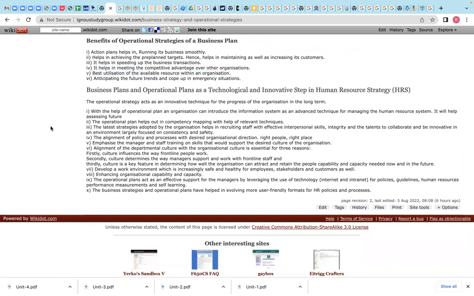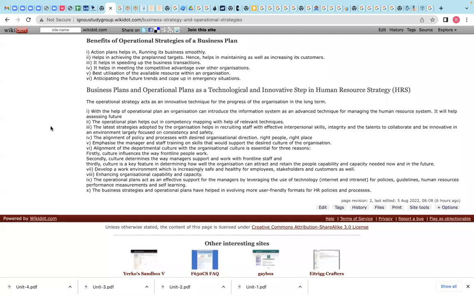So basically, this is being looked at from the technology and innovation point of view. Overall, the entire operational strategy is an innovative process, is what is being established in this.